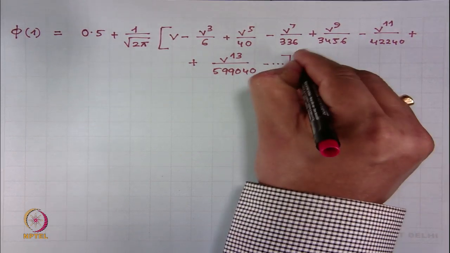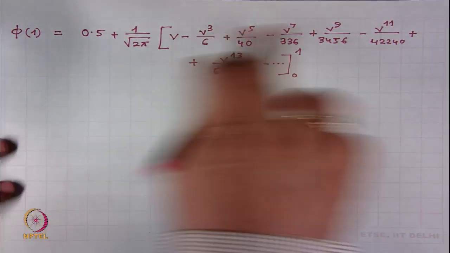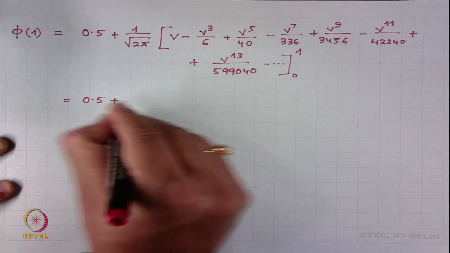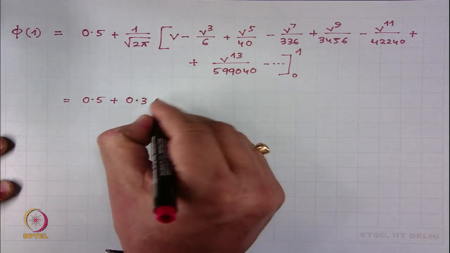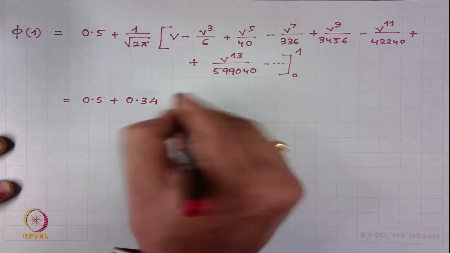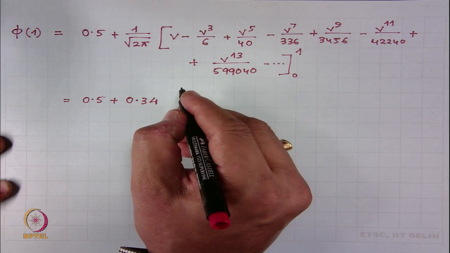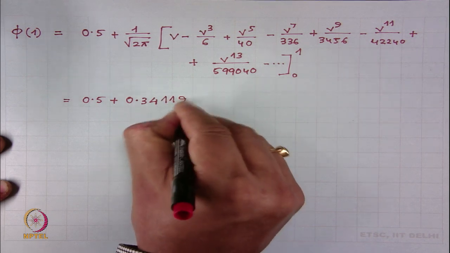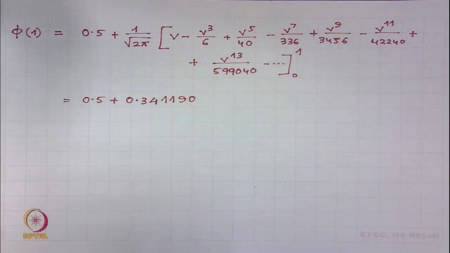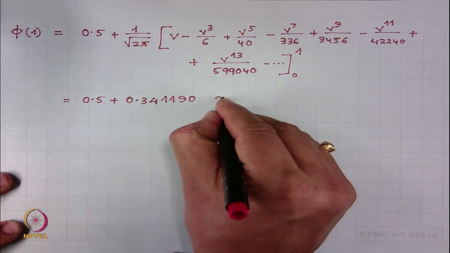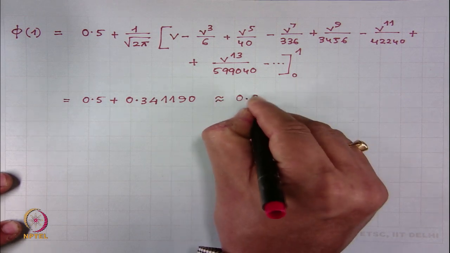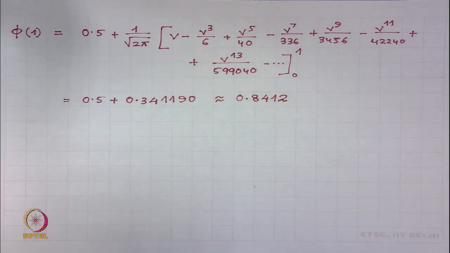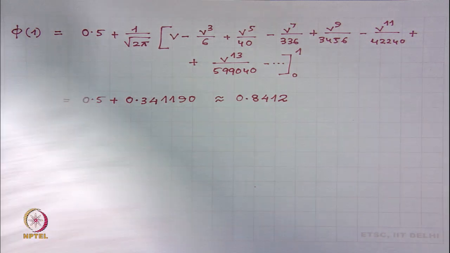Zero to 1. So, we can easily find out this value. This value will be 0.5 plus 0.34 1190 up to 6 decimal places. So, which is approximately equal to 0.8412, right. So, now we come back to our problem.